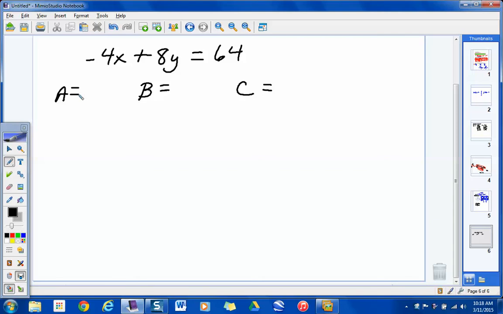Negative 4. No, it's just negative 4. Yep, negative 4. We're just gonna identify A, B, and C. I just want you to identify your A, B, and C values. Negative 4. So A is negative 4? Yes. Is that your final answer? That's my final answer. Ding! B would be 8, and C is 64.